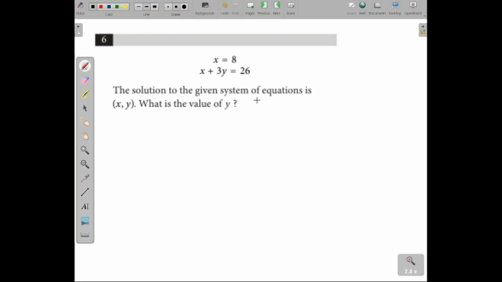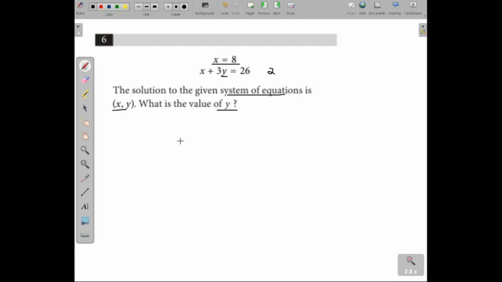Number 6, we have these two equations. x is equal to 8, x plus 3y equal to 26. The solution to the given system of equations is x and y. What is the value of y? So we need to find y, and we know the value of x. So we'll replace x in the second equation and we'll find the solution.